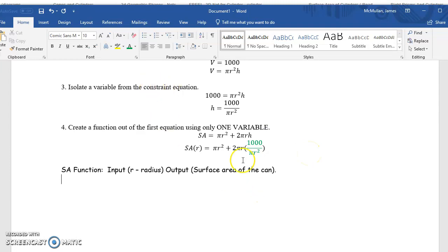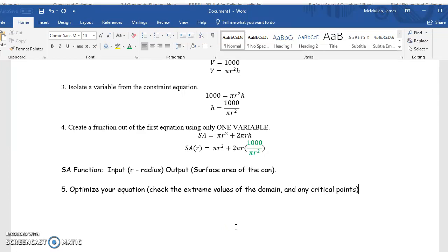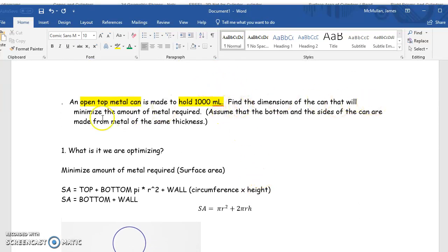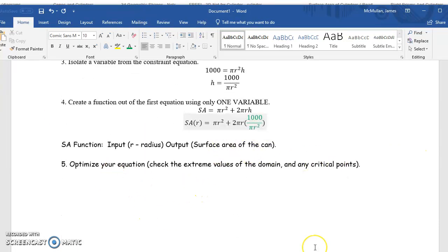So what we want to do now is take a look at this equation and go ahead and optimize your equation. So we need to check the extreme values of the domain and any critical points. The domain in this function is actually not that easy to understand. Find the dimensions of the can that will minimize the amount of metal. Assume that the bottom and the sides are made from the same thickness. So it doesn't really tell us any information.